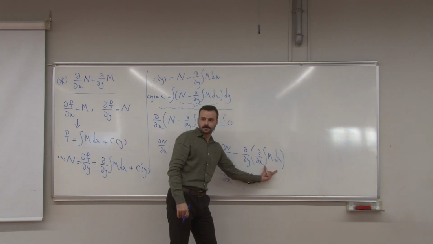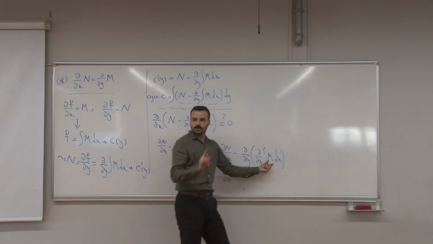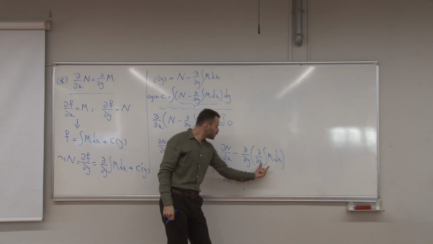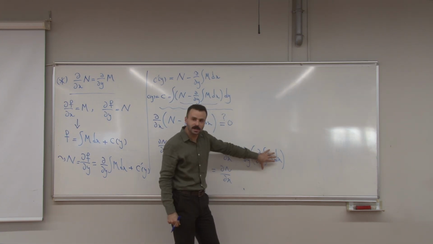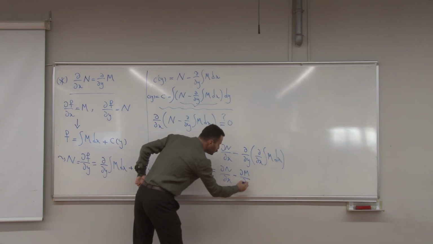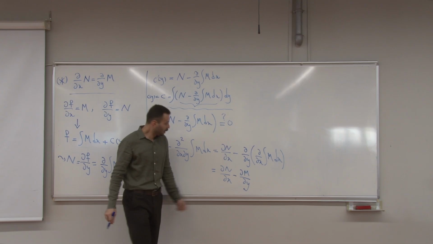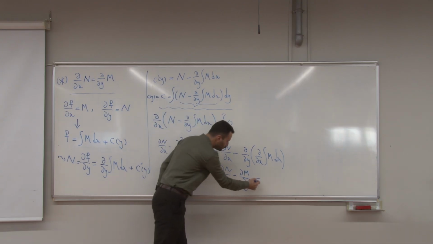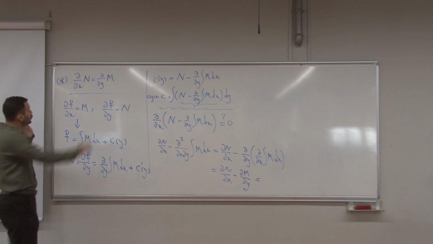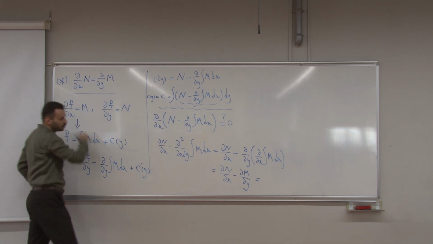What is this now? From a function, I'm taking the integral with respect to x, then I'm taking its derivative with respect to x. What is this going to be? This is going to be m itself, right? So this is going to be ∂m/∂y. Okay? But what is this expression equal to? What was our first assumption? Yes, exactly, it is equal to 0.